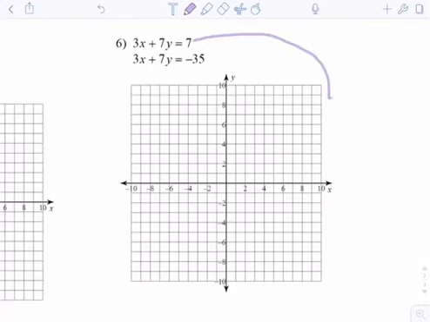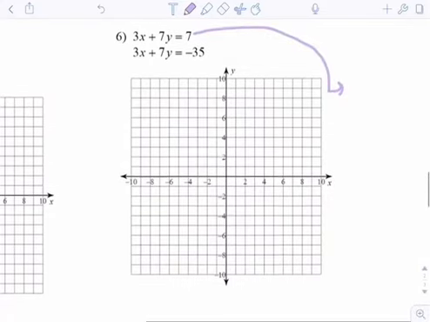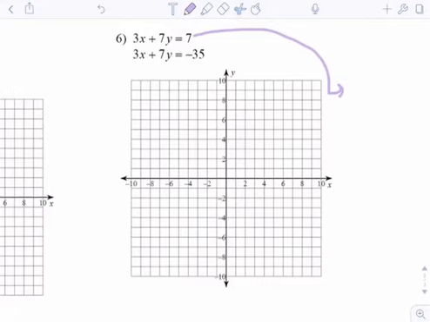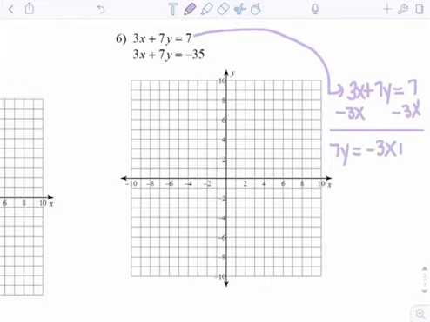So I'm going to solve for y over here. Okay, so let me just rewrite this. I am going to subtract 3x from both sides. And then I'm going to get 7y equals negative 3x plus 7. Remember, it's y equals mx plus b, so we want the x first, and then the number second. Okay, and then I'm going to divide every single thing by 7. So y equals negative 3/7 x plus 1. Okay, so there's my first line.